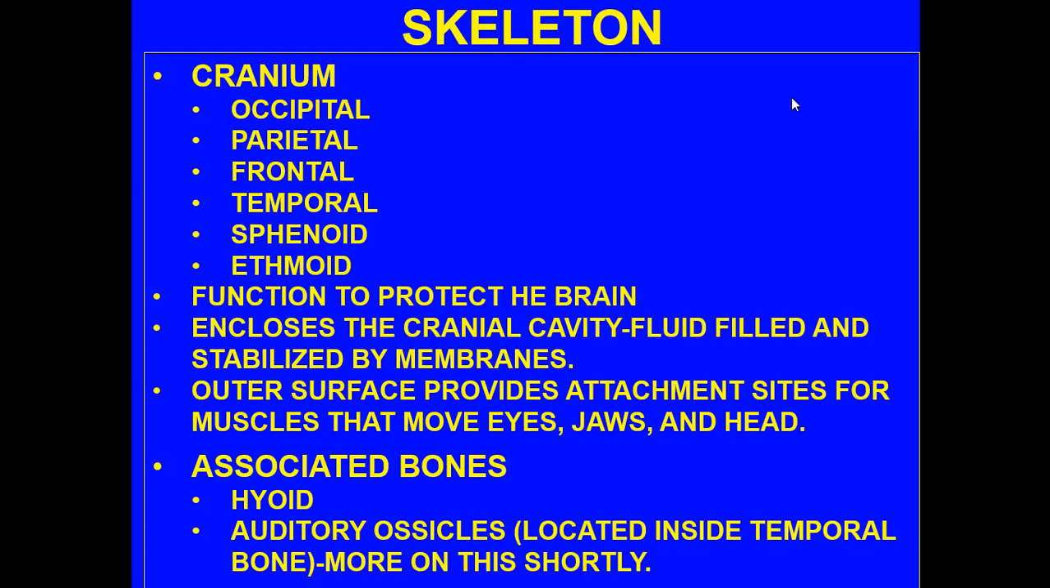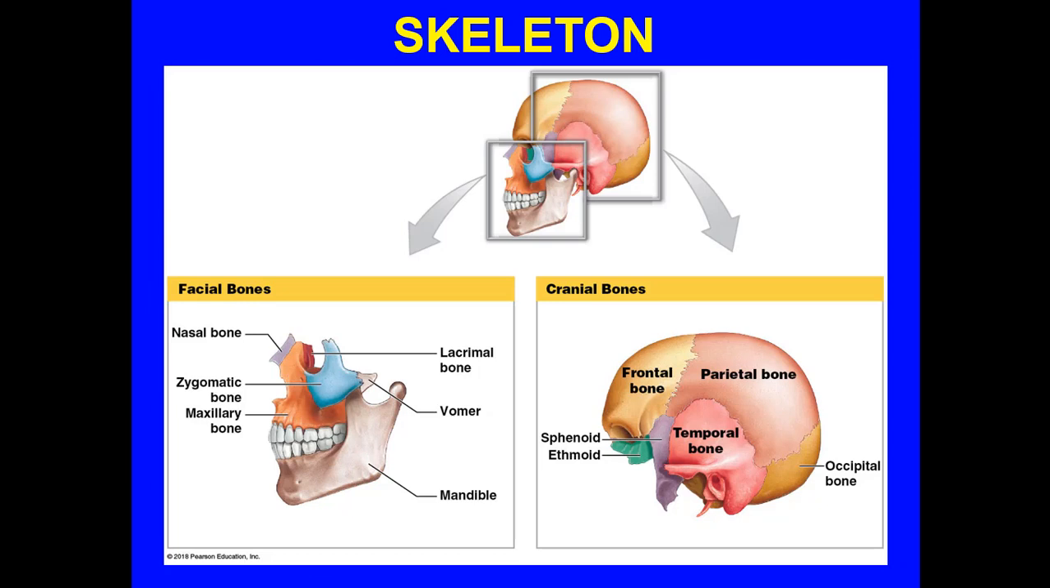We'll deal with this a little bit more later, but basically, to give you a short one sentence, they play a role in hearing conduction. And here you see the differentiation when you look at a skull between the facial bones and the cranial bones. You can see the nasal, zygomatic, maxillary, mandible, vomer, and the lacrimal bone. And then, if you look at the cranial bones, the frontal, parietal, temporal, and occipital.